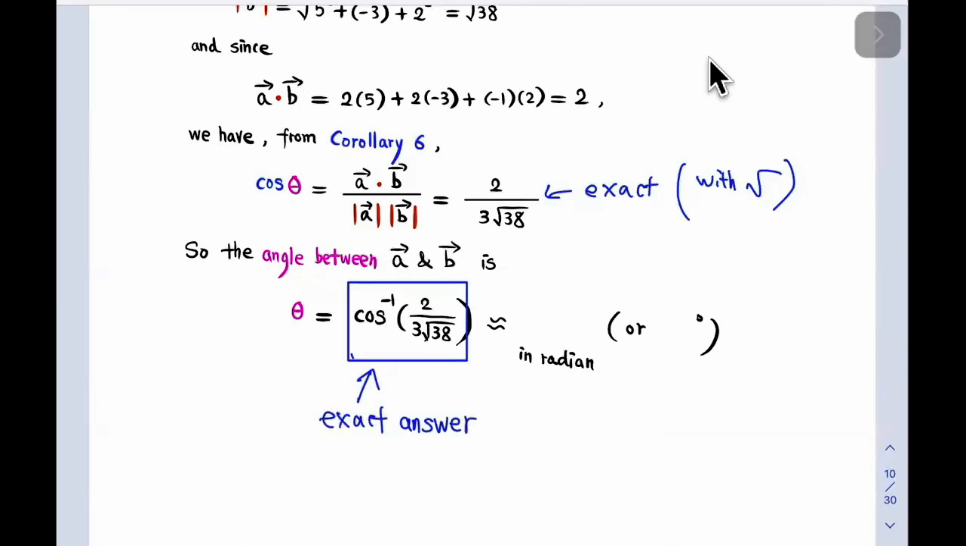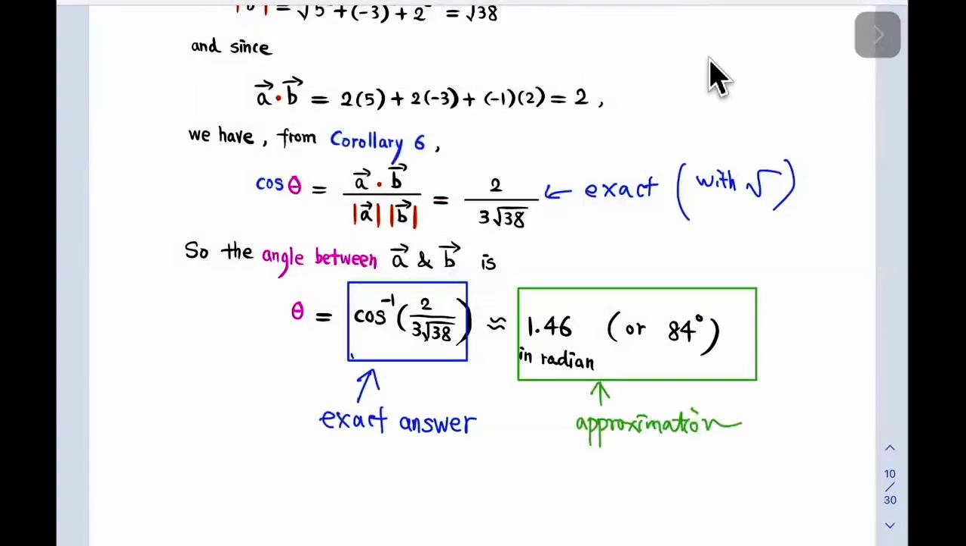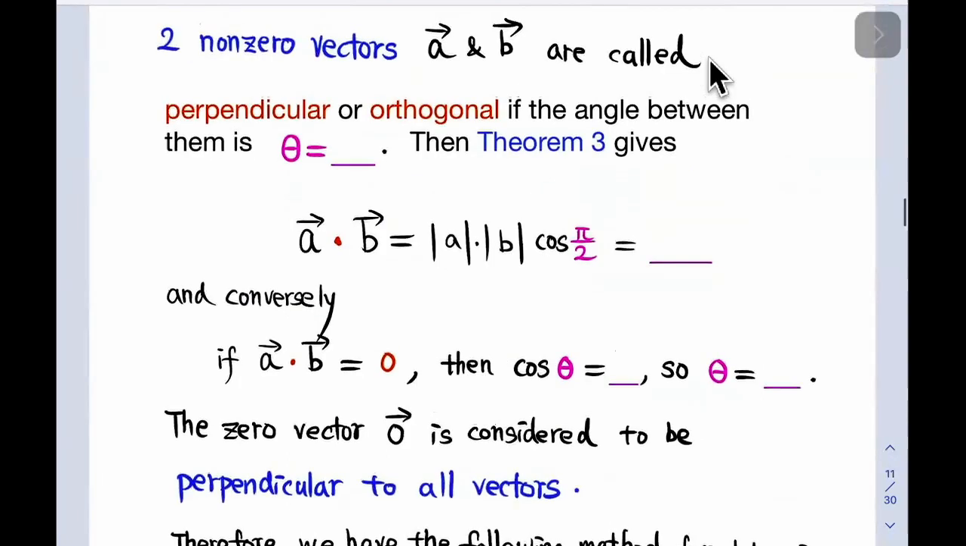Okay. And the next one, they will ask you to find the approximation, okay? Then you can just use the calculator to approximate that, which is about 1.46 in radians or 84 degrees, okay? So this is called the approximation. Okay, got it? All right. Everybody follow? Okay, good.